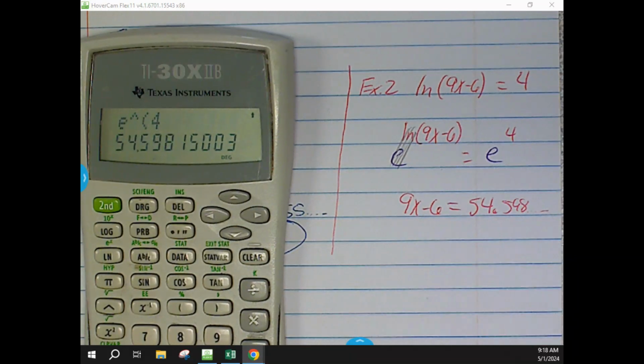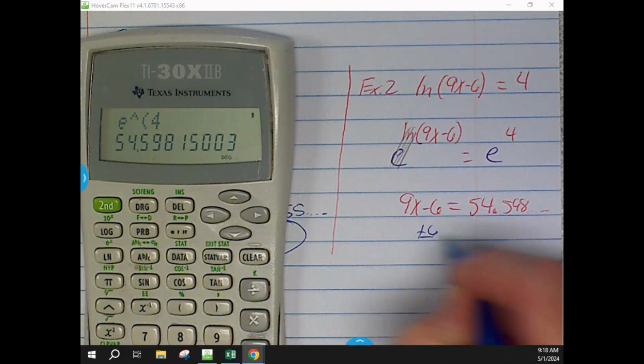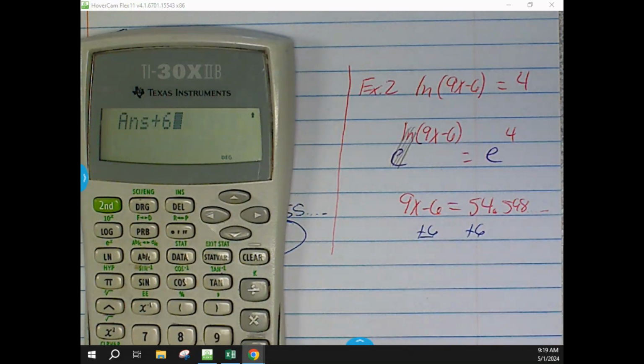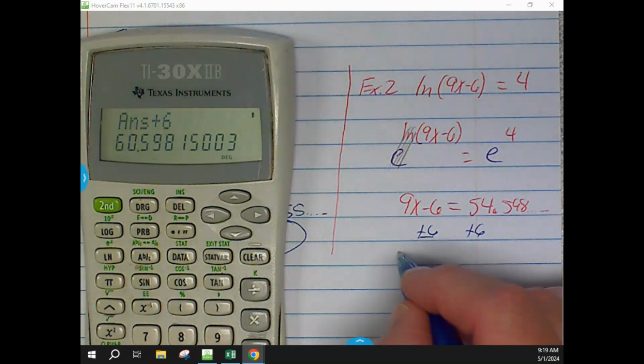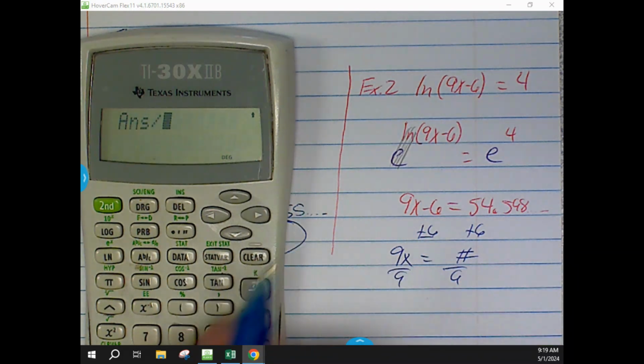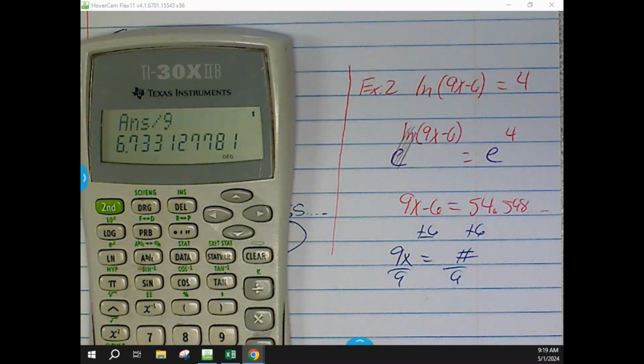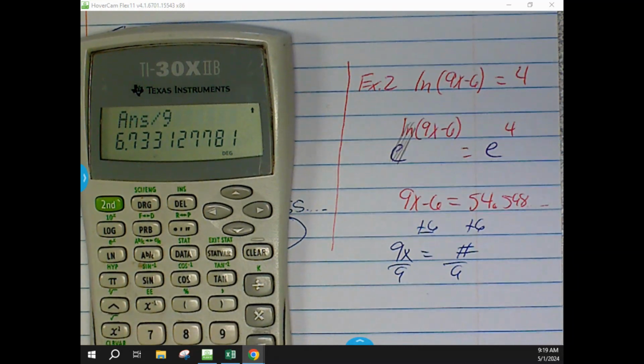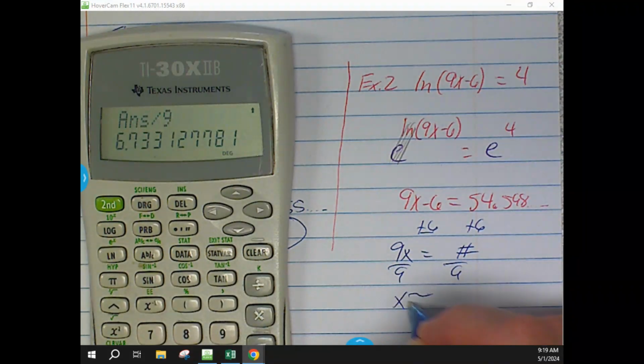Okay, so what we're going to do from there is just think about your normal operations. After you've got this number, you're going to go plus 6. So go ahead and do plus 6. You get 60.598. And then you've got 9x equals that number, and then we're going to divide it by 9. There you go. So just leave that number in your calculator and work through to get the numbers you need. At the very end, that's the last thing you've got to simplify to get the number we're looking for. So x is, if we round it off, 6.733.